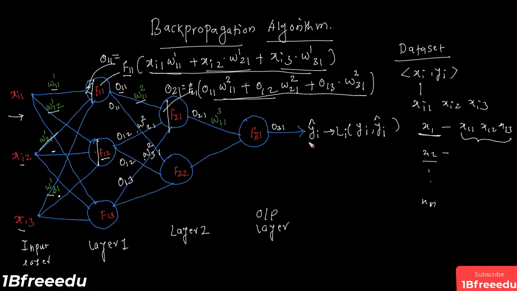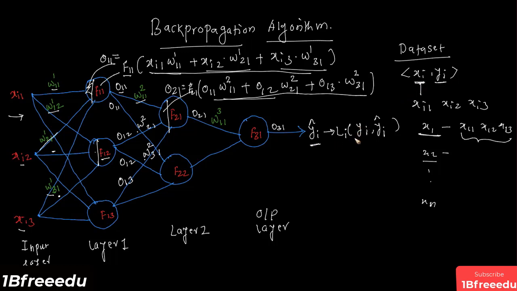Finally we get the output of this output layer neuron. That output is called O31, or it is also called yi hat, and this yi hat is the predicted output for this input xi, or the predicted class label for this input xi, right? The actual class label is yi, the predicted is yi hat. So we compute the loss for this xi.